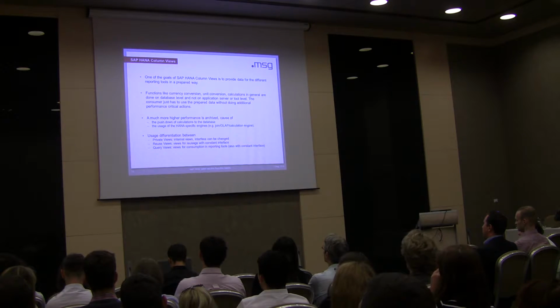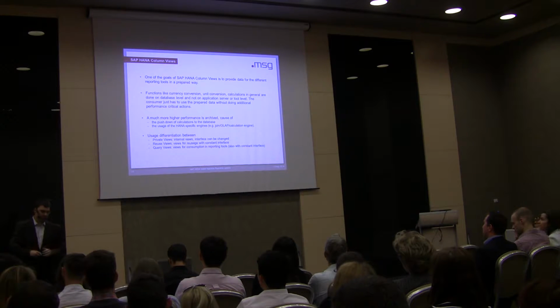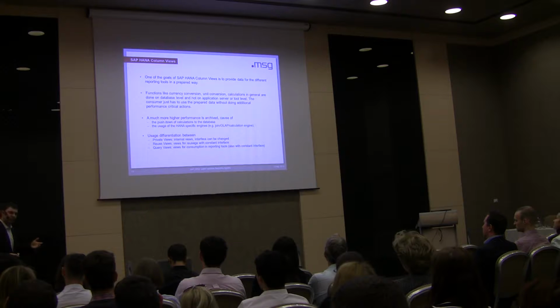And here, the different usage types are: Private views are really internal views for the development with an interface which can be changed. So the developer can change it in the next release. If the private view's interface is not appropriate for my case, I have to change it, then I do the change, and then I adjust all the places where I use that.